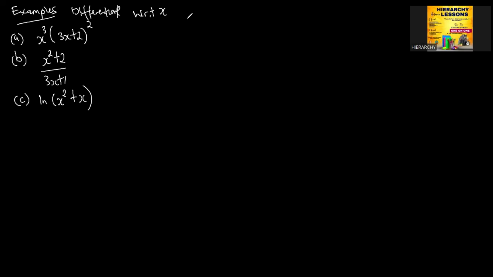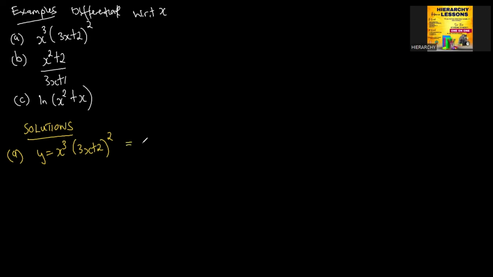Okay, so let's get down to business. The first one, the solutions. So for the first one, A, we want to differentiate x cubed times 3x plus 2 squared. So y is equal to x cubed, 3x plus 2 squared. As you can see, this is a product of two functions, and we're going to use the product rule. Remember your product rule.